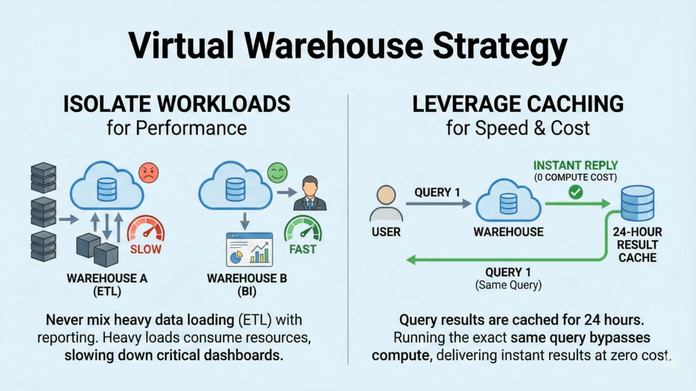Let's get started. In this slide, we are discussing the virtual warehouse strategy for performance optimization in Snowflake. The first key concept here is isolating workloads for performance. On the left side, we see Warehouse A, which is used for ETL or heavy data loading. ETL workloads consume a lot of compute resources, and if they run together with reporting queries, performance becomes slow. On the right side, we see Warehouse B, which is dedicated to BI and reporting.